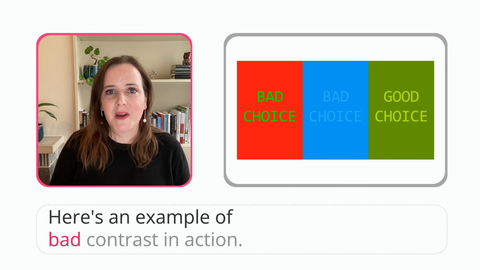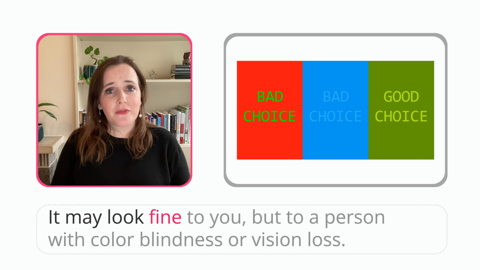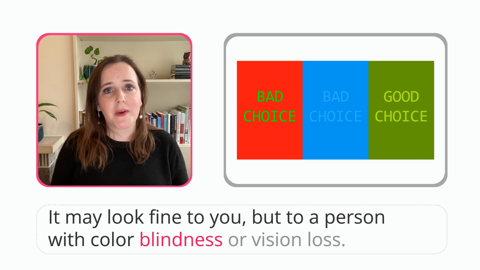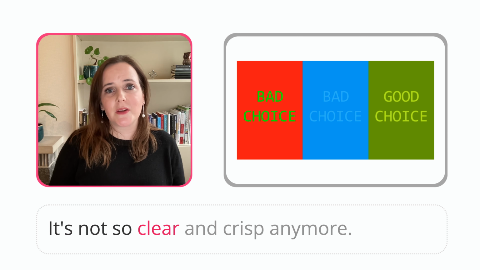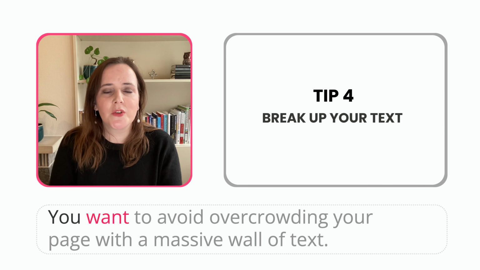Here's an example of bad contrast in action. It may look fine to you, but to a person with color blindness or vision loss, it's not so clear and crisp anymore. Tip number 4, you want to avoid overcrowding your page with a massive wall of text.